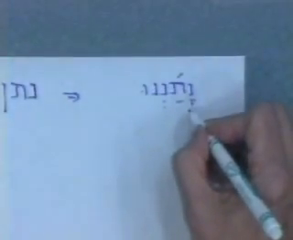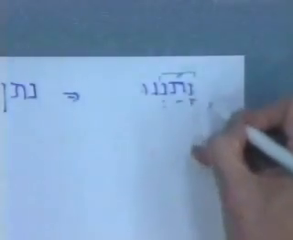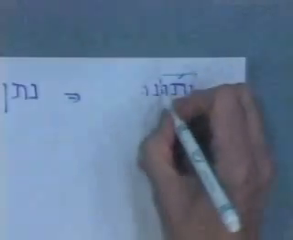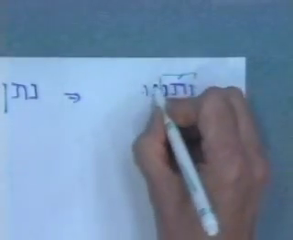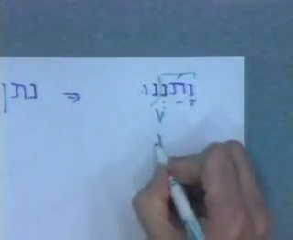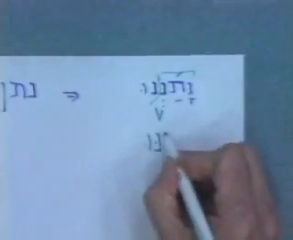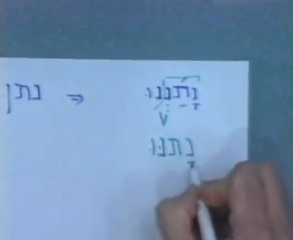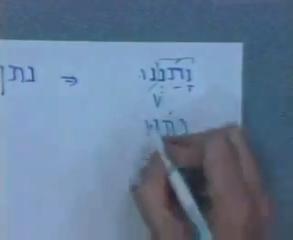What's this form? Nathanu. This is nathan plus nu, right? However, since you have the nun here followed by another nun here, these two nuns are going to get written as one nun, right? With dagesh forte, so that your whole form is going to look like this. Nathanu.